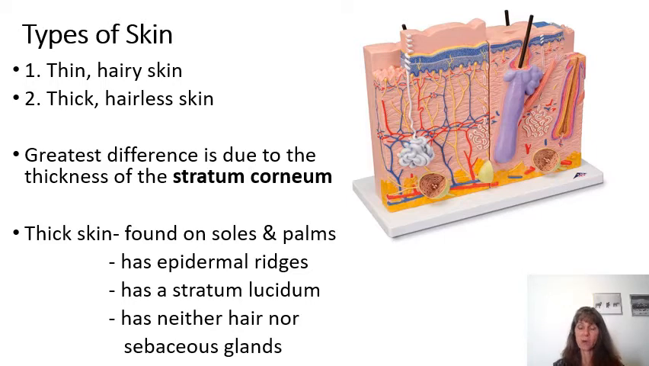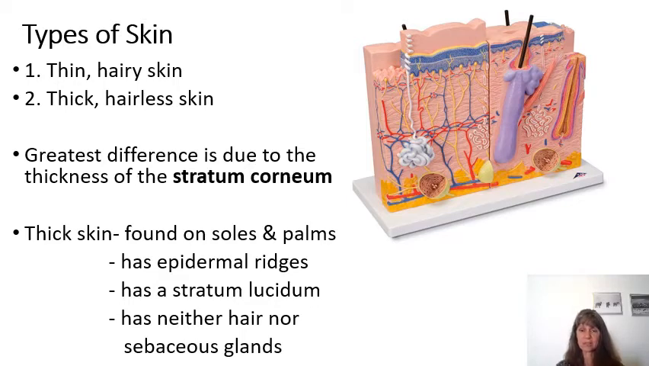Thick skin is only found on the palms of your hands and the soles of your feet. It has ridges on the surface referred to as epidermal ridges. It also has within the epidermis another layer not found in thin, hairy skin. That additional layer is referred to as the stratum lucidum. And thick skin has neither hair nor sebaceous glands.